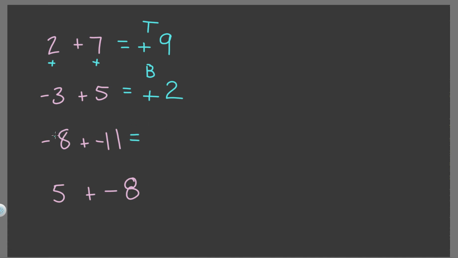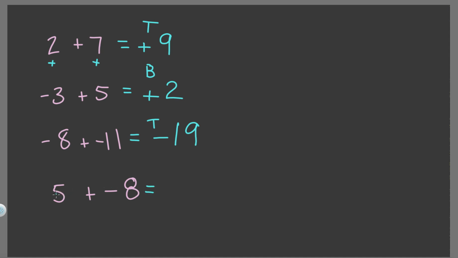Next example. We've got a negative and a negative. So they're both on the same team. So there's another T. And they're on the negative team. So my answer is going to be negative. I put the numbers together, 8 and 11. That gives me 19.